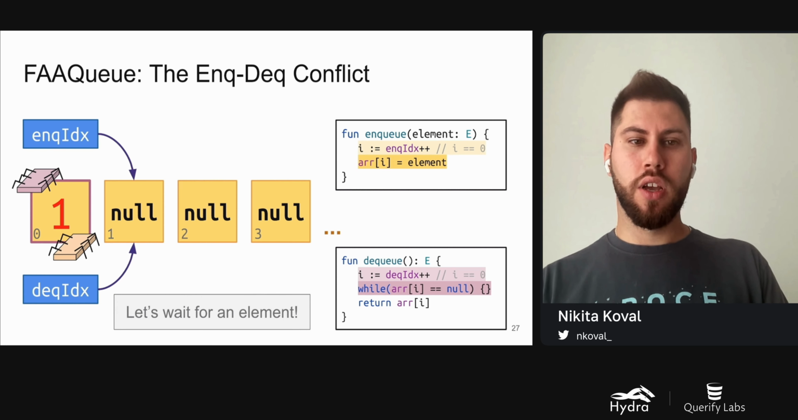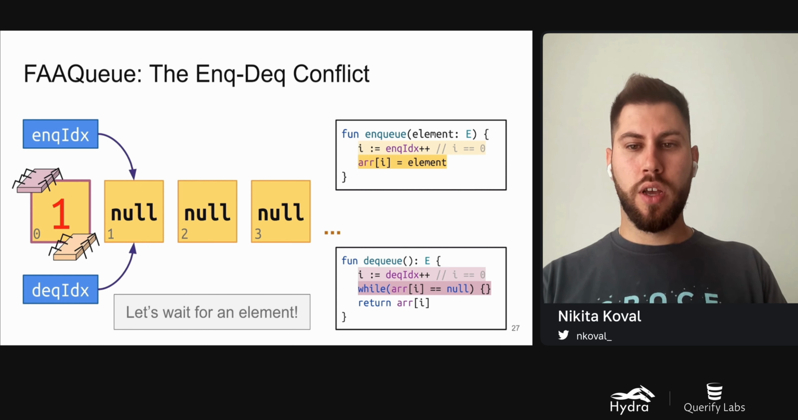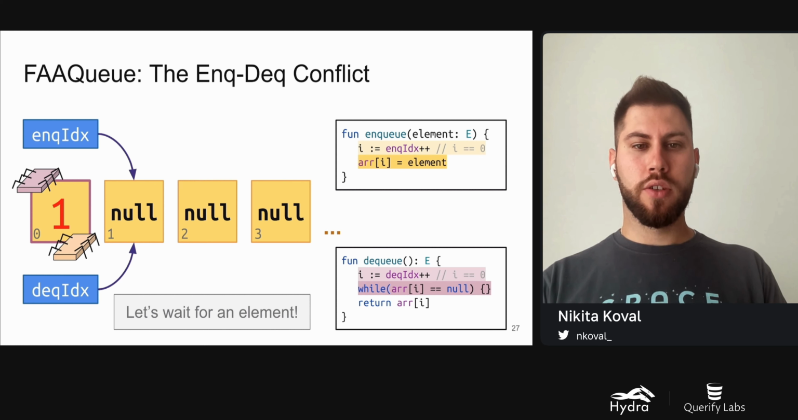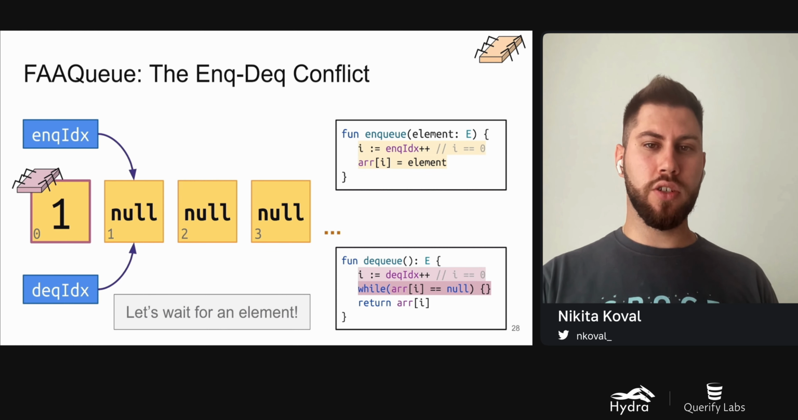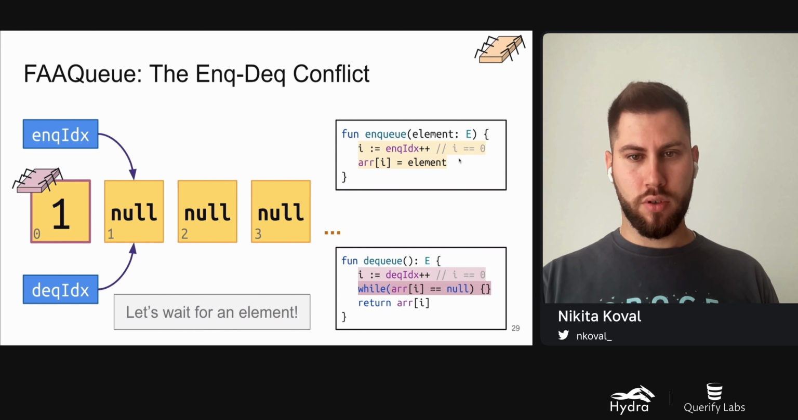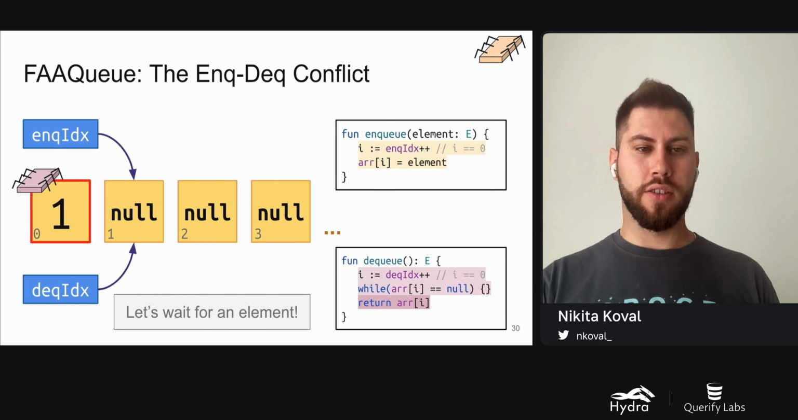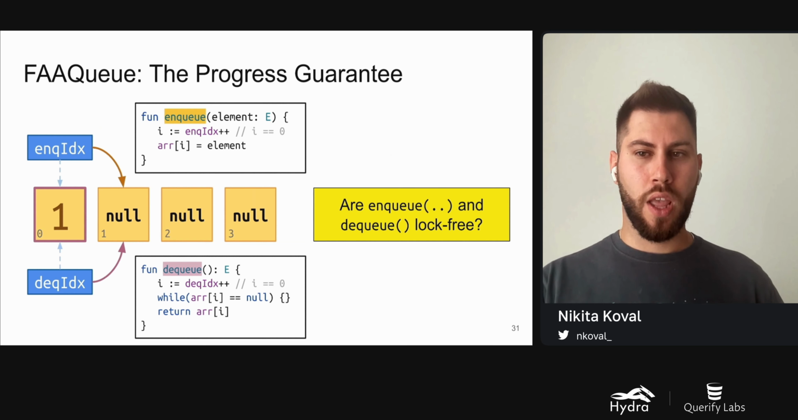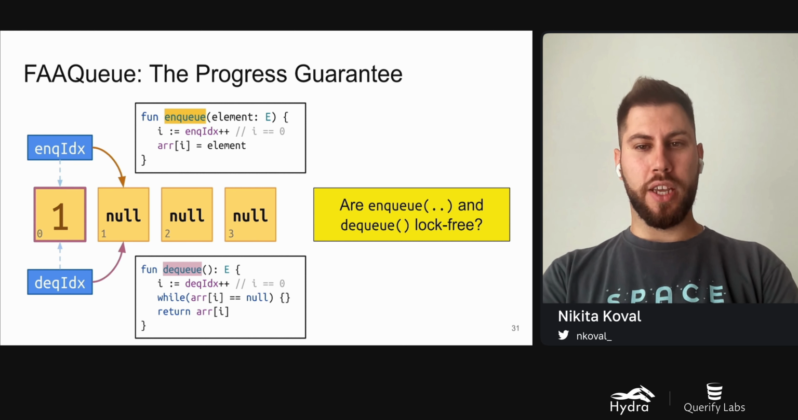And in this case, the purple thread must wait until the slot becomes non-empty. So it waits until the yellow one puts 1, so then yellow can finish. And only after that, the purple one proceeds and returns the value located in the slot. Now it returns 1. And here's the question. Are these enqueue and dequeue operations lock-free?